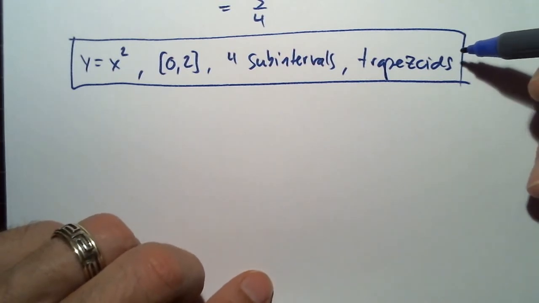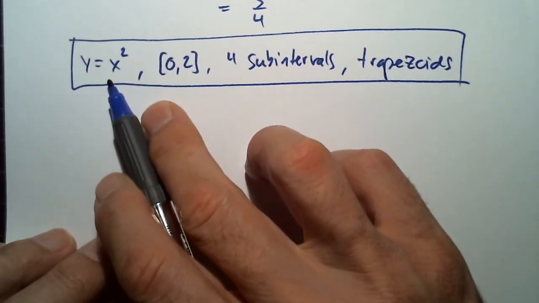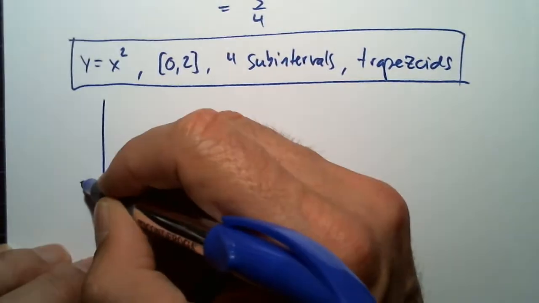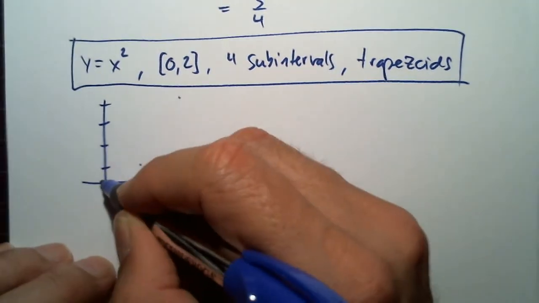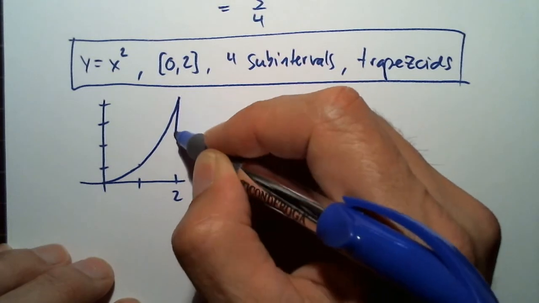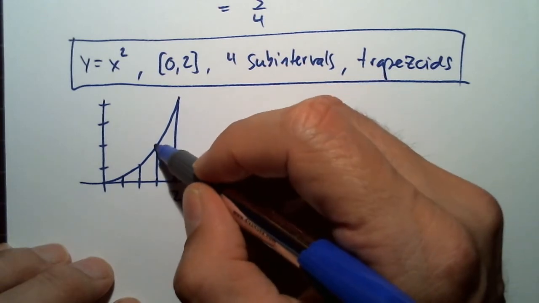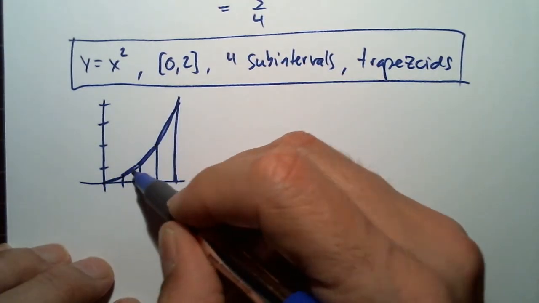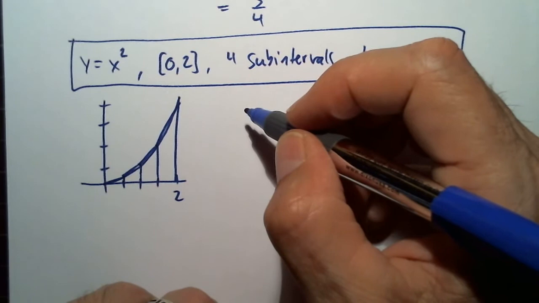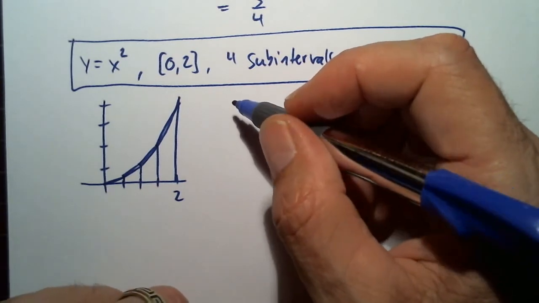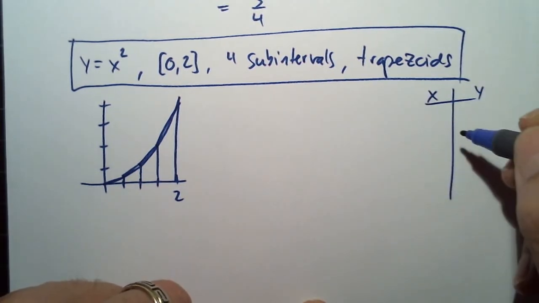Pause the video and try that one. We're going to use 4 subintervals and trapezoids on that interval to approximate the area under the graph. Four subintervals, trapezoids, and why don't we just write out the y values here, or we do a table just so we don't have to write so much in the expression.